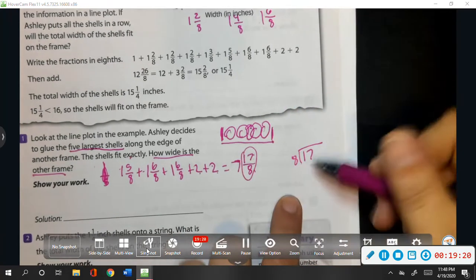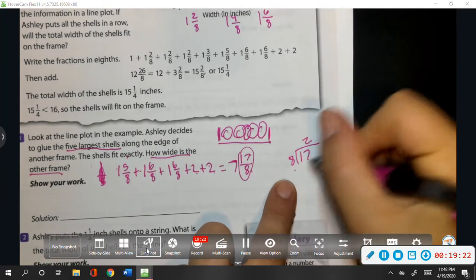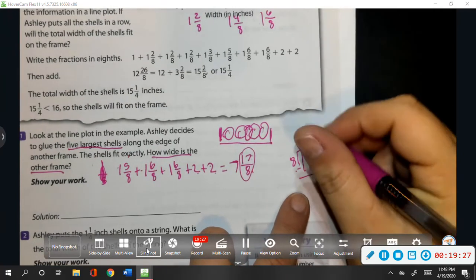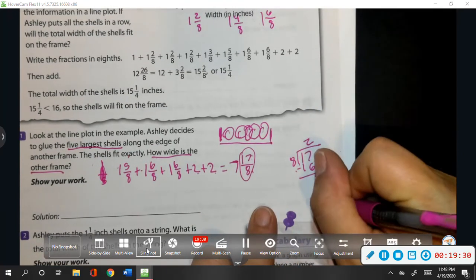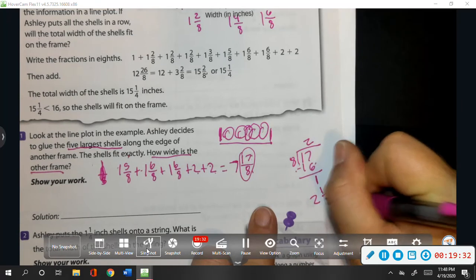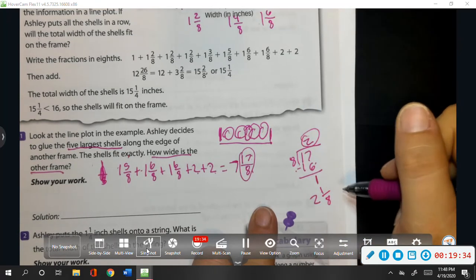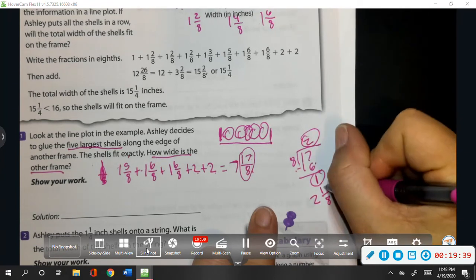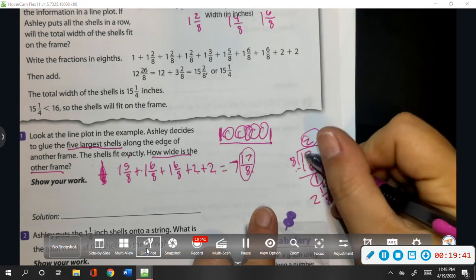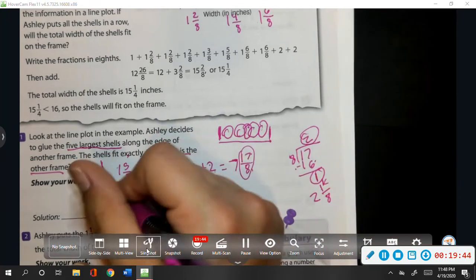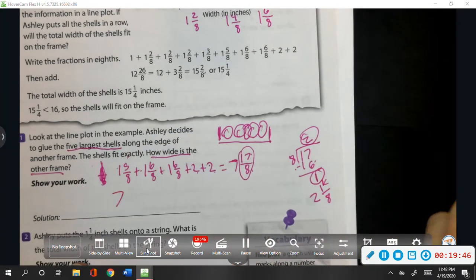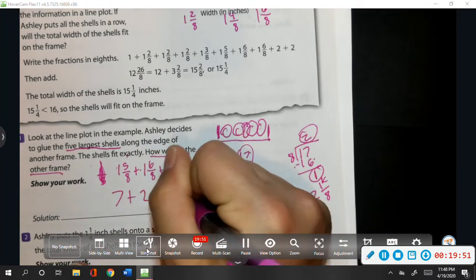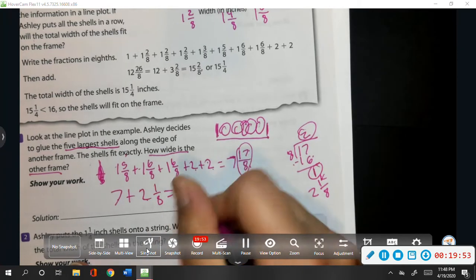Alright, 8 goes into 17 twice. That's 16. Subtract. So that would be 2 and 1/8. Because remember, 2 is our whole number, those go in exactly. This is what's left over, so that's our numerator, and our denominator doesn't change. And all I'm going to do is take that 7 and add in this new mixed number. And when I do that, I get 7, 8, 9.